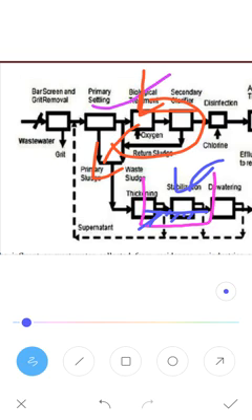So next, the treatment process of the whole will be classified into preliminary treatment, primary treatment, secondary treatment and tertiary treatment, which I will explain in the next video.